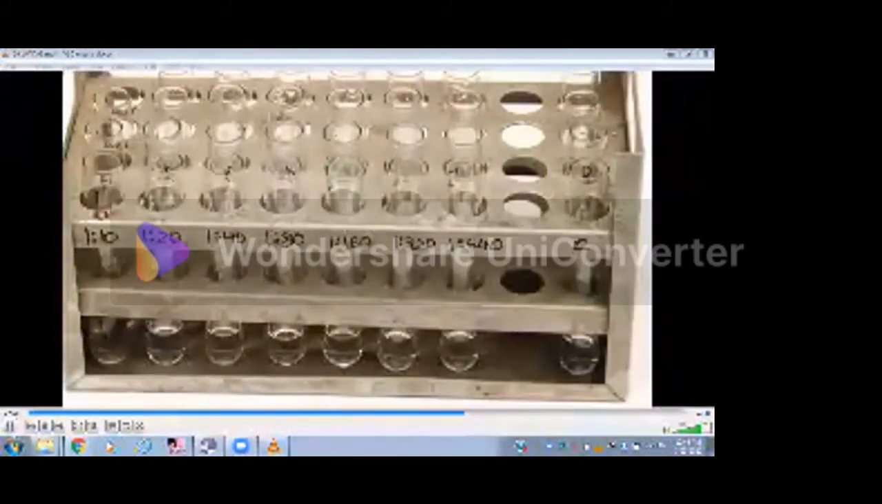Now, the dilutions of the serum sample achieved from tube number 1 to 7 respectively in each set are as follows: 1:10, 1:20, 1:40, 1:80, 1:160, 1:320, 1:640. Tube number 8 in all the sets serves as a saline control.